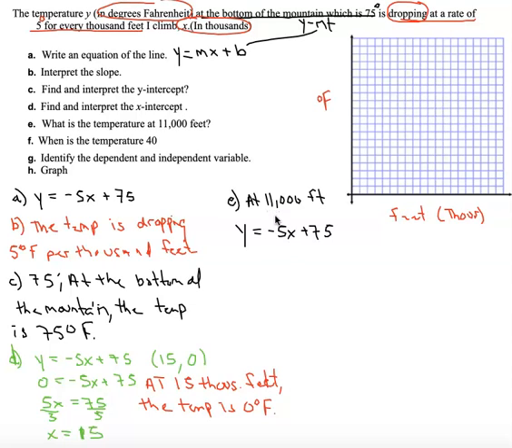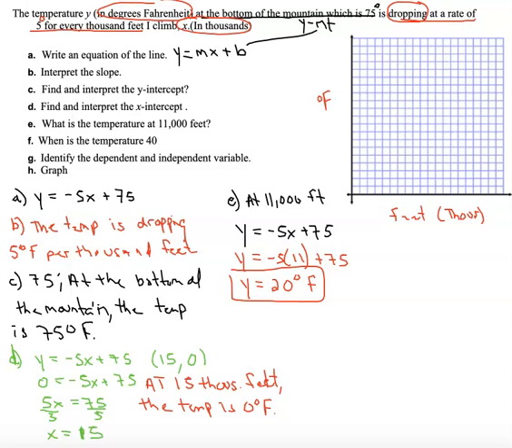So this one's a little tricky in the sense that when I substitute in for x, I'm not going to substitute in 11,000. I'm going to substitute in only 11. Because I'm talking in terms of 1,000. So 1 means 1,000. 2 means 2,000. 3 means 3,000. 11 means 11,000. So negative 5 times 11 plus 75. Negative 5 times 11 is negative 55. Negative 55 plus 75 is 20. So at 11,000 feet, the temperature is 20 degrees Fahrenheit.